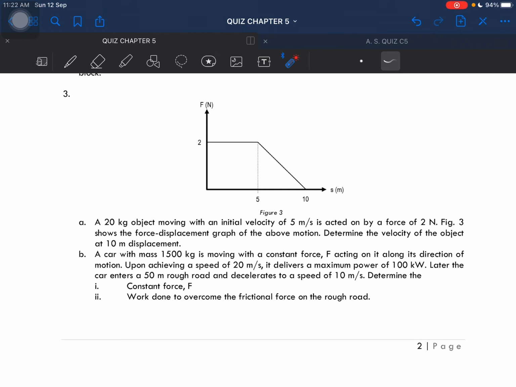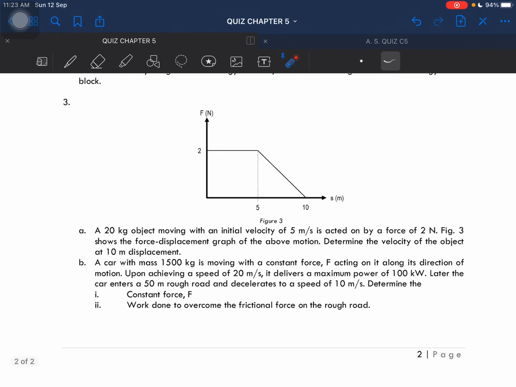Okay, and then question B. A car with mass 1500 kg is moving with constant force acting on it along its direction of motion. Upon achieving a speed of 20 meter per second, it delivers a maximum power of 100 kilowatt. Later, the car enters a 50 meter rough road and decelerates to a speed of 10 meter per second. We have to determine the constant force as well as work done to overcome the frictional force on the rough road.